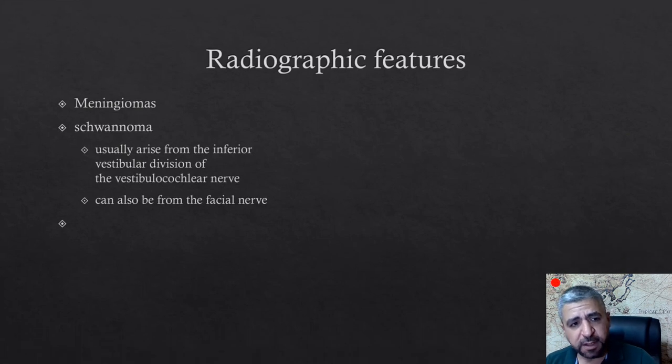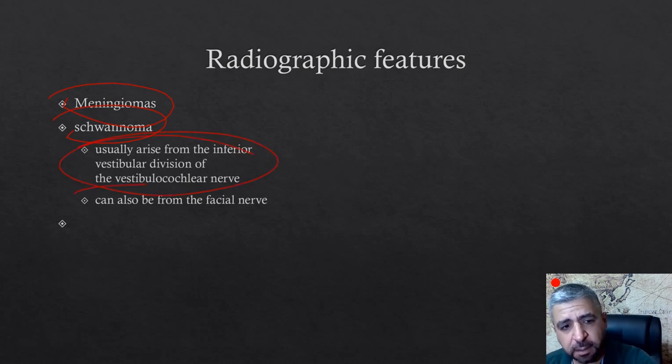So the radiographic features, as we said, we have meningiomas, schwannomas, and ependymomas. Meningiomas, we'll talk about them. Schwannomas usually arise from the inferior vestibular division of the vestibulocochlear nerve and can also arise from the facial nerve. So we can see vestibular schwannomas, again from the inferior vestibular division of the vestibulocochlear nerve, and they can also arise from the facial nerve.